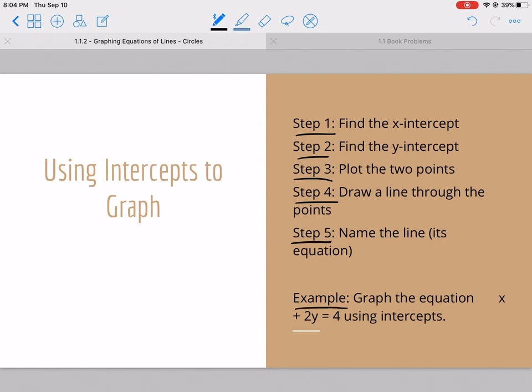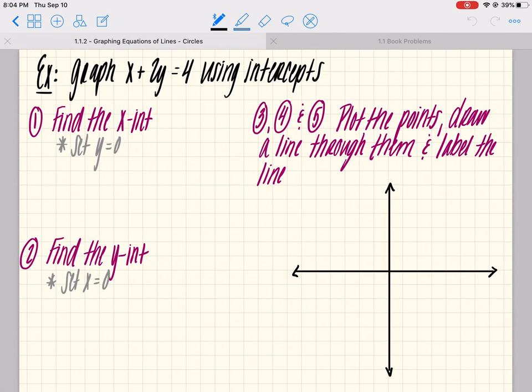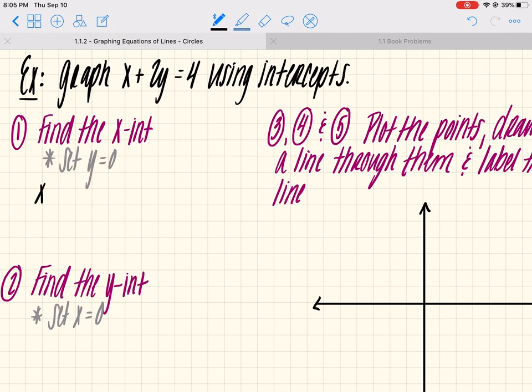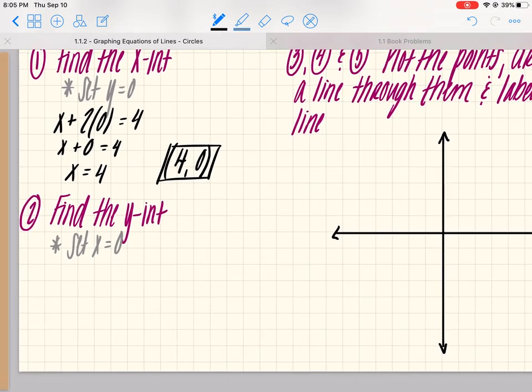So we've got this example. Again, I've got it written on the next page for us. So we're going to graph x plus 2y equals 4 using the intercepts. So the first step, I'm going to find the x-intercept. So I still need an x, and I'm going to set y in the equation equal to 0. So x plus 2 times 0 equals 4. So then 2 times 0 is just 0. So we just get x plus 0 equals 4, which is just x equals 4. Okay, so x equals 4 and y equals 0. So that's that point.